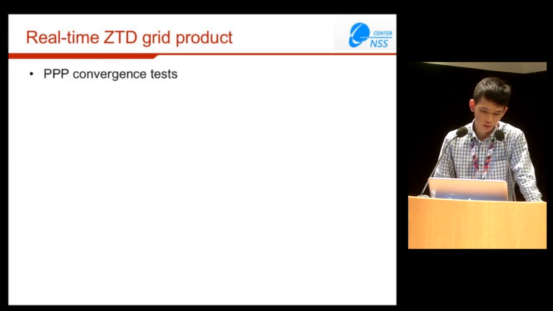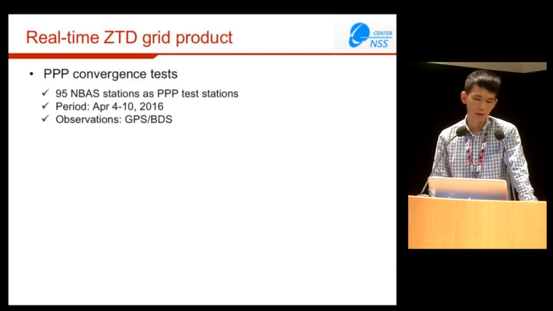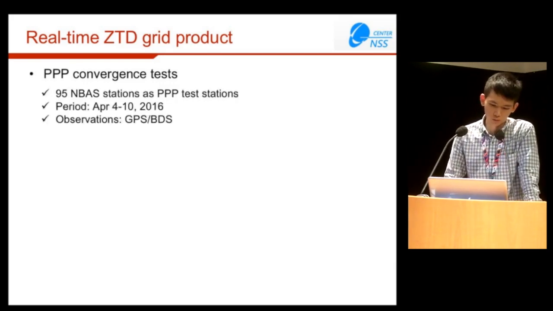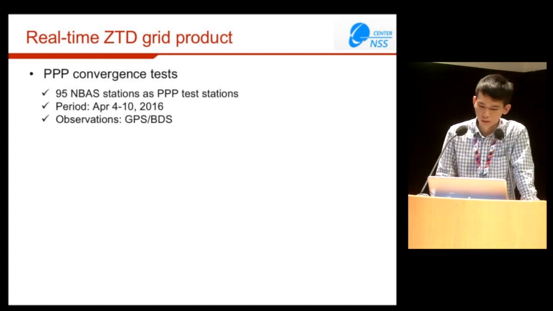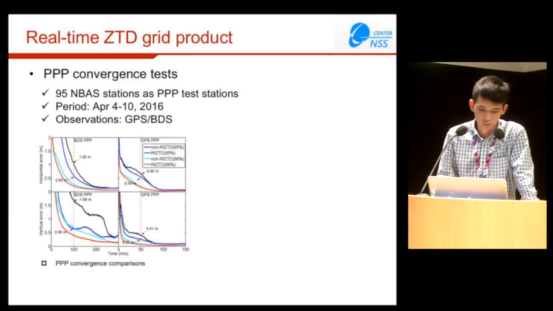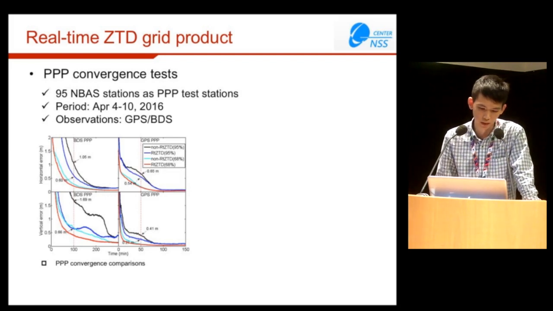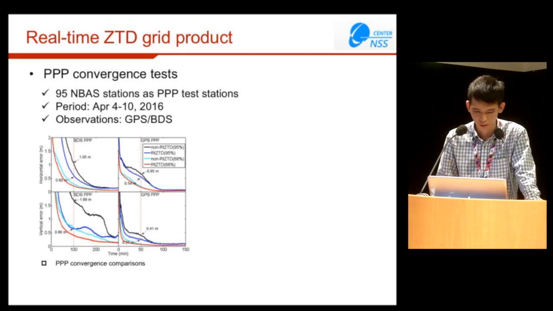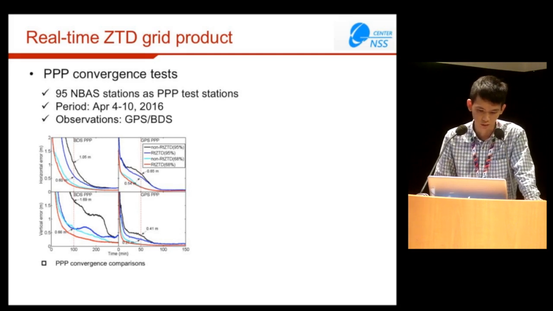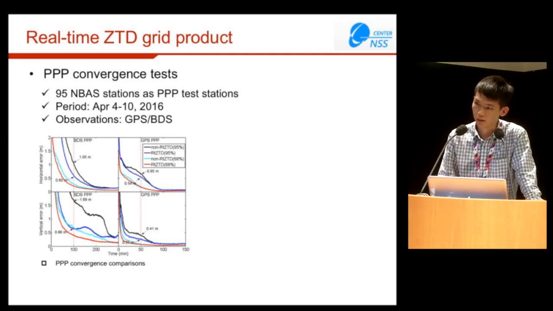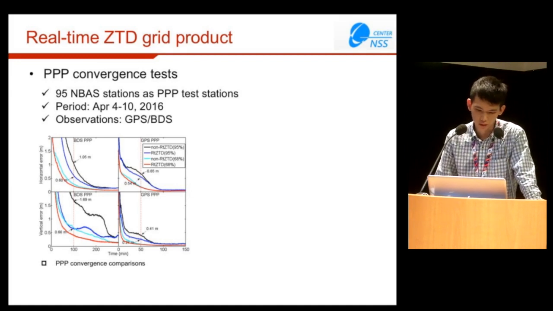Finally, we do PPP convergence tests at 95 MGEX stations. The data covers a period of 1 week in 2016. This figure gives PPP convergence comparisons. The left two panels are results for BDS PPP, and the right two panels are results for GPS PPP. The top two panels are results in the horizontal component, and the bottom are results in the vertical component. And we can find at the same moment the position errors are significantly reduced by using our grid product, as shown by the black line and the green line.